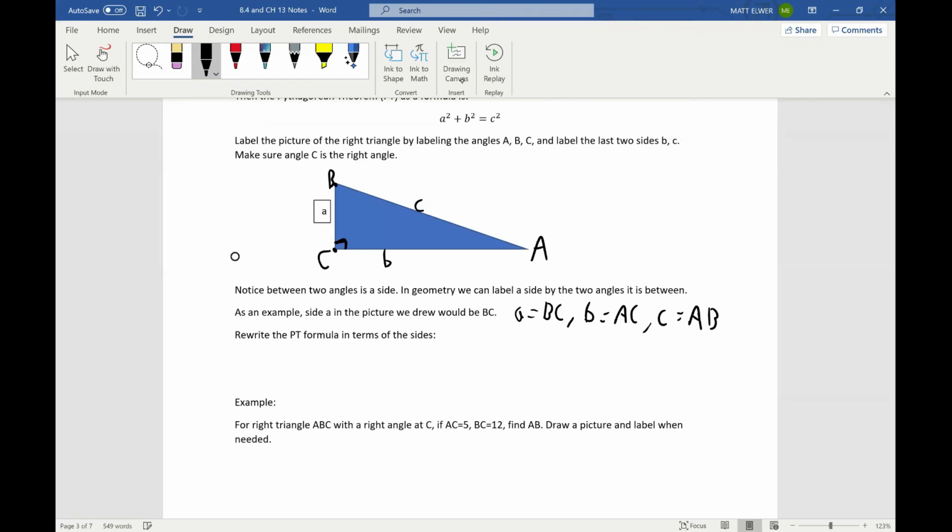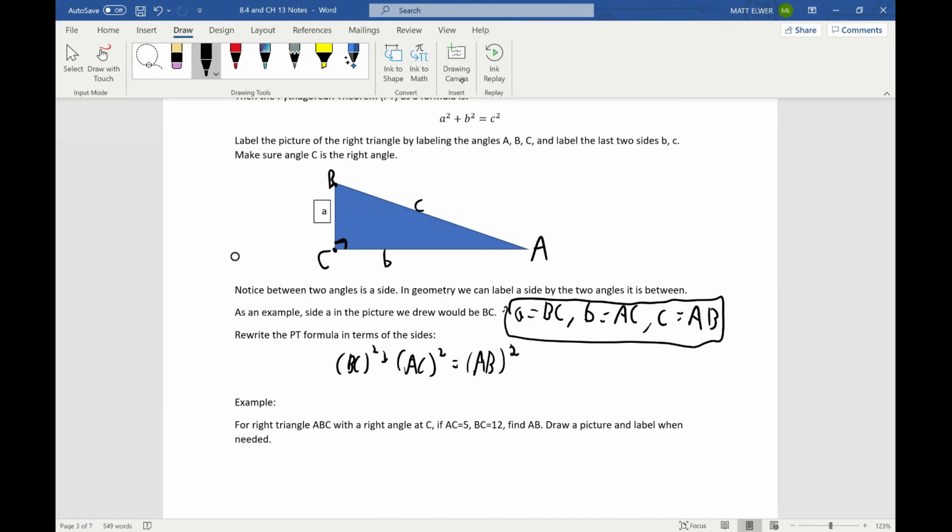Right? It's represented by AB. So if I want to make these substitutions, I'm going to use these three things and substitute them into the Pythagorean theorem. So A is BC squared, plus B, which is AC squared, and that's equal to C squared, which is AB squared.